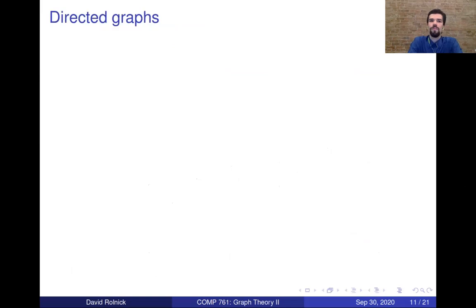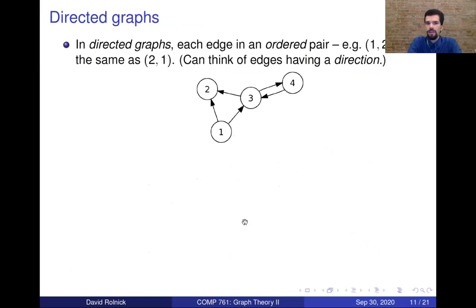Okay. Now let's look at directed graphs. In directed graphs, you can think of each edge having an orientation. You can also think of it as being an ordered pair. I realize we're not really going to talk about directed graphs very much in this class. Maybe in future lectures, not sure. I wanted to give an idea of how this carries over into the adjacency matrix.